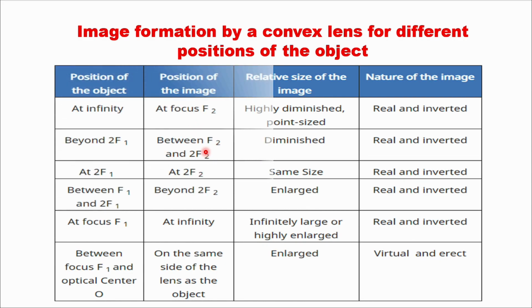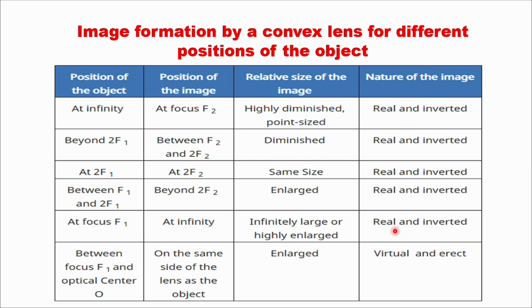Just observe here. So these are the positions of the object we have already discussed. This is the position of the image and the relative size of the image, and the nature of the image. See, in all the 5 cases, real and inverted. In the last one, it is virtual and erect.